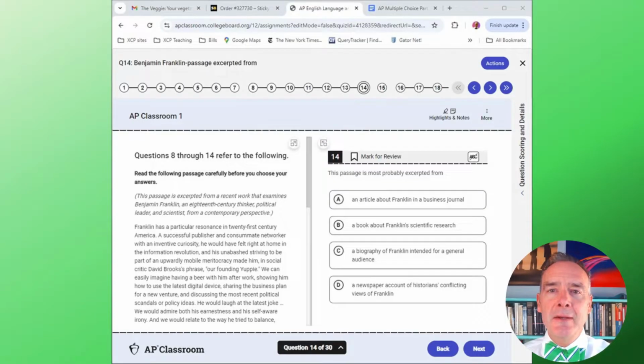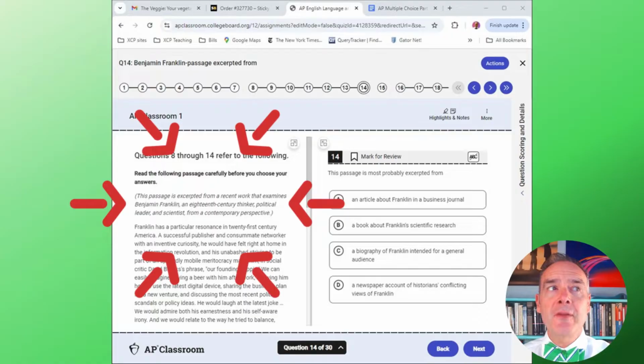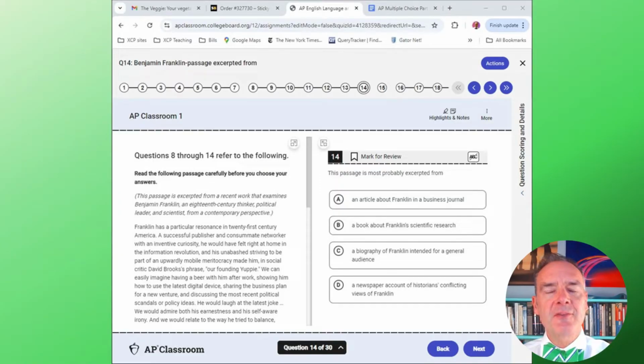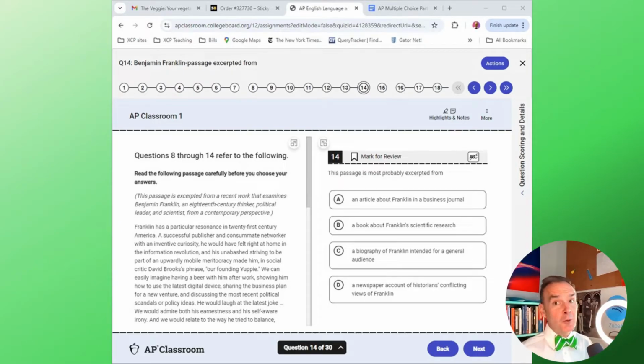That's a helper. There are basically 2 tasks involved in answering the MCQ questions. One is reading the passages, and the other is choosing which answer you think is right. First, read the introductory information given about the passage. If it exists at all, it's going to be very short, but you should still read it. For example, the introductory information for this first passage reads, "This passage is excerpted from a recent work that examines Benjamin Franklin, an 18th century thinker, political leader, and scientist from a contemporary perspective." This actually tells me a lot because it tells me that this is a nonfiction text published relatively recently, and it also tells me who Benjamin Franklin is, in case you don't already know that.